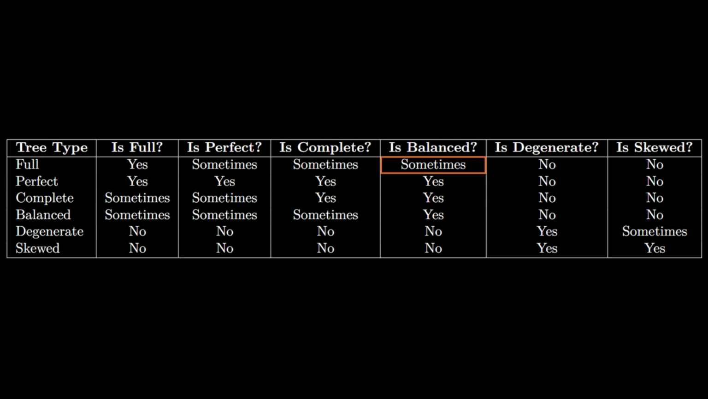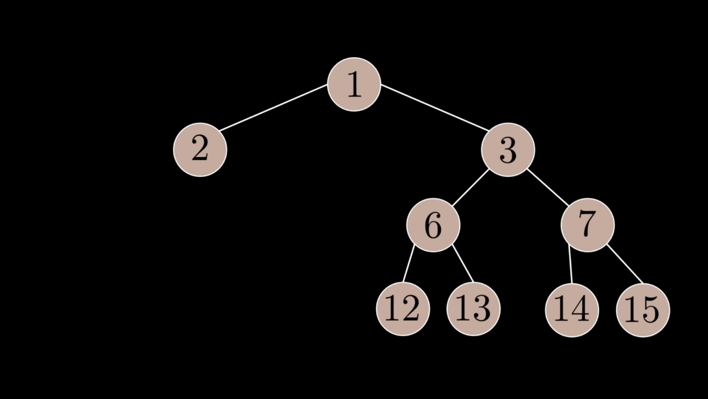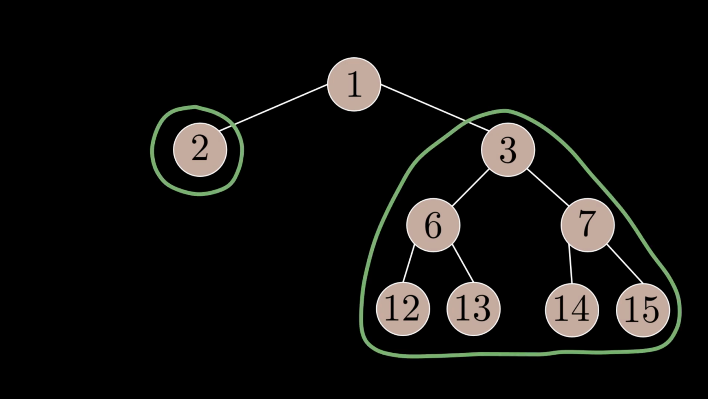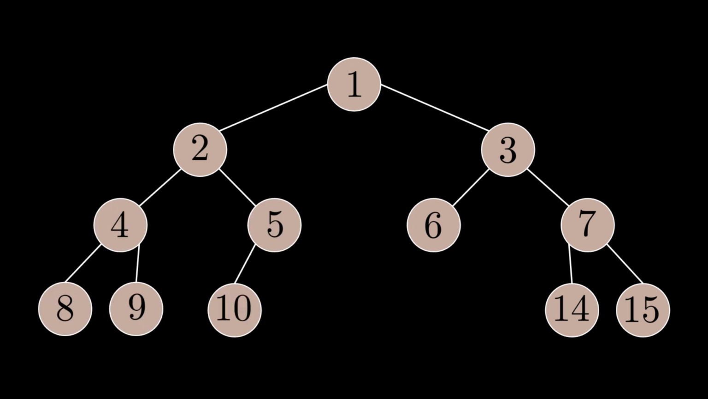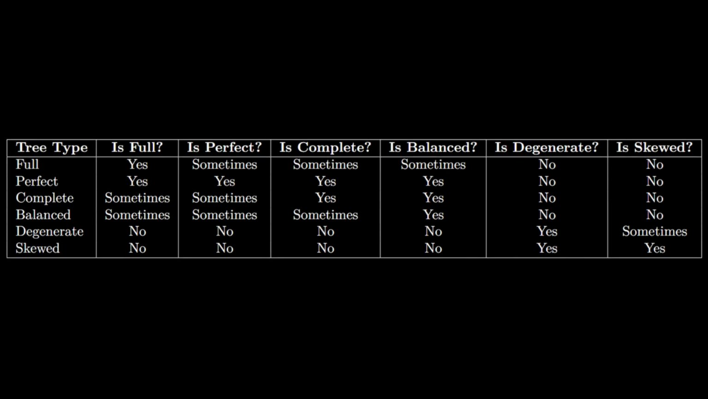It is also possible to have a full tree that is not balanced. This tree is full but unbalanced since the left subtree of node 1 has a height of 0 and the right subtree has height 2. This tree, on the other hand, is balanced but not full since node 5 has one child. In creating this table, I chose to ignore the trivial edge cases such as a binary tree that consists of a single node, since these tend to blur the more meaningful distinctions between tree types.